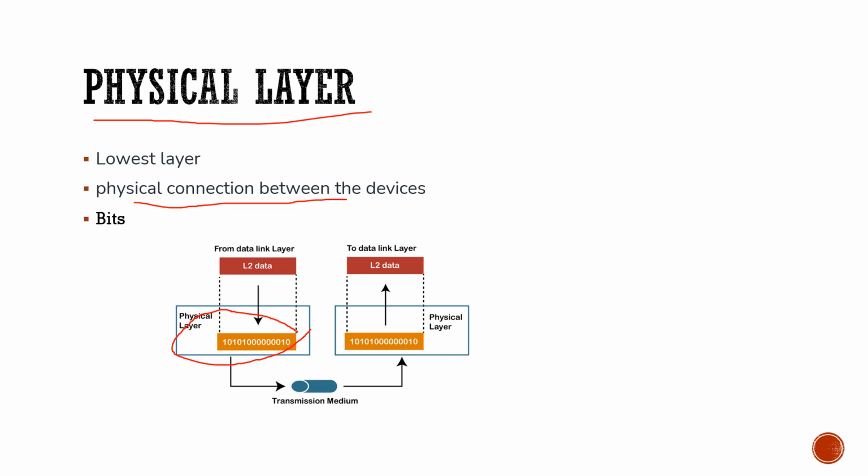Once the data is in the form of bits, it is moved to the sender's physical layer through a transmission medium. It may be any physical medium, any LAN or Ethernet cable, whatever it is.